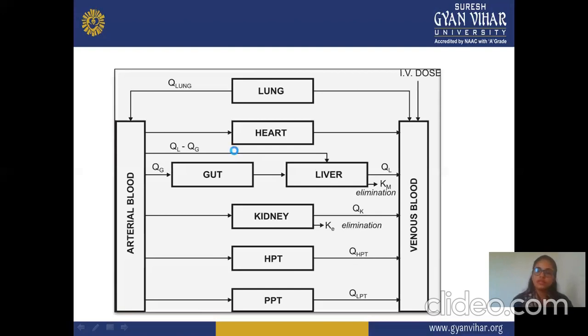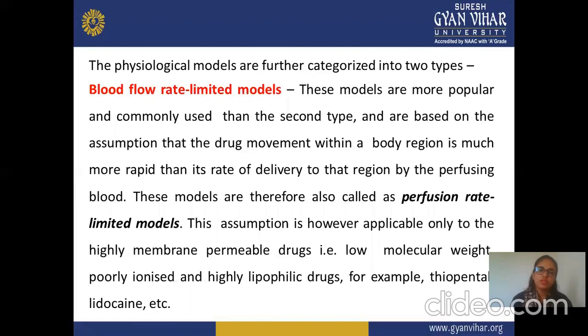After this physiological model, next we discuss another part of it. This physiological model is further characterized into two types, which means it has two different categories. The blood flow rate limited model is the first model.